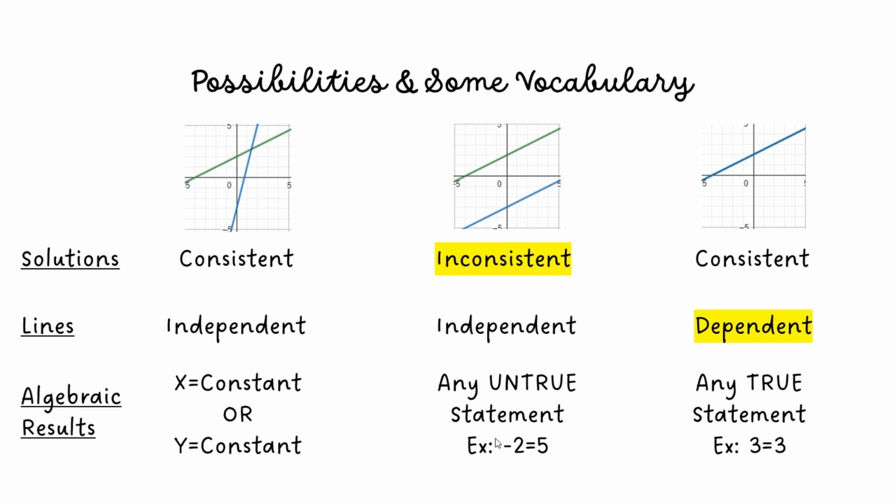The result for a consistent system that is dependent, so those two lines that lay right on top of each other, we would still get one number equal to one number, except that now it is a true statement. And this goes for any true statement. So the example I have is 3 equals 3. It could be 0 equals 0, 2 equals 2, negative 15 equals negative 15. It doesn't matter as long as the statement is true. If that is the case, then you have a system with infinitely many solutions.